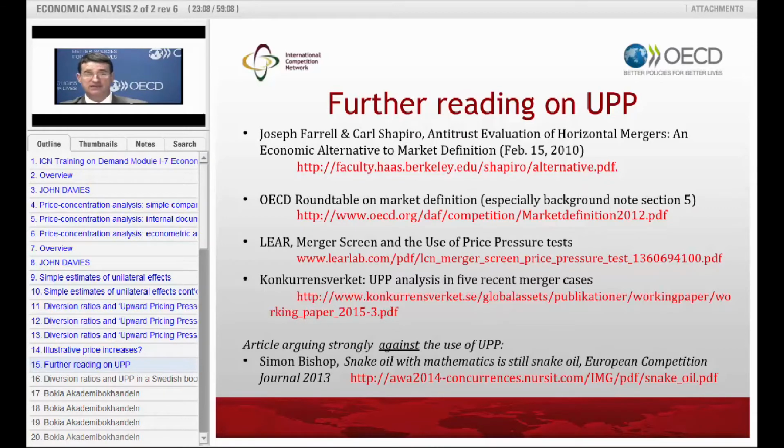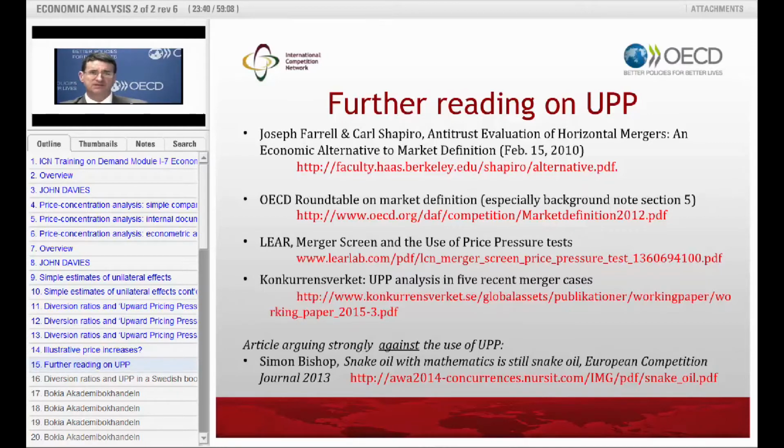I think that upward pricing pressure is a useful technique as long as it's used with care and in full understanding of its weaknesses. In particular, it is essential to understand what it leaves out. It takes no account of coordinated effects. It's only suitable for mergers with unilateral effects. It assumes no change in product positioning or new entry, for example, and in its simple form, it only represents what happens when one firm but no others adjust prices, which is obviously unrealistic.